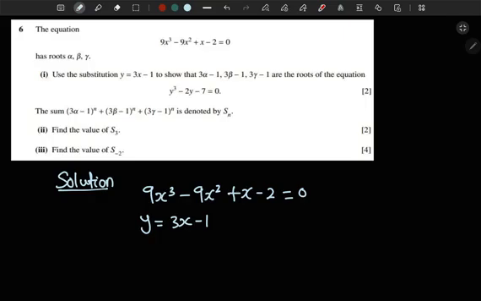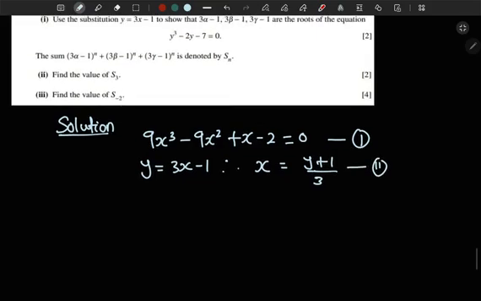Each of the roots of this equation represents an x value. Okay, so we take our new roots now to be y. So what are you going to do here? You simply make x the subject, and that becomes x equals y plus 1 over 3. So let me call this equation 1, and let's call this equation 2.